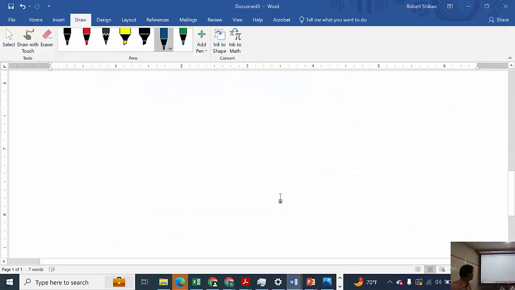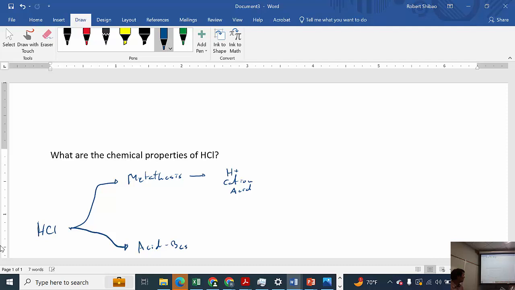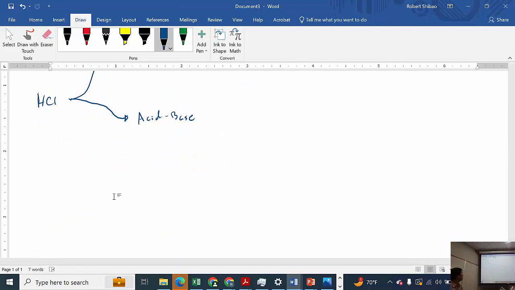And let me drop down here because I'm going to do 3. If we want to be complete about this, we only need to look at 3. We don't need to look at a whole bunch. So we're going to first consider metathesis. Then we're going to look at acid-base. And then we'll look at redox, or oxidation reduction reactions. And so if I want to understand the chemical properties of HCl, then I just need to map out the metathesis reactions, the acid-base, and the redox reactions that HCl undergoes.